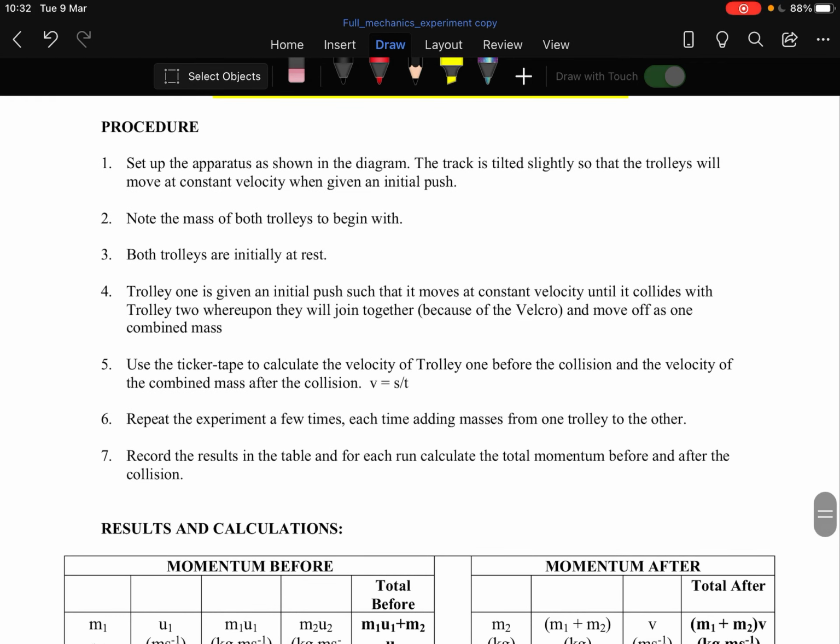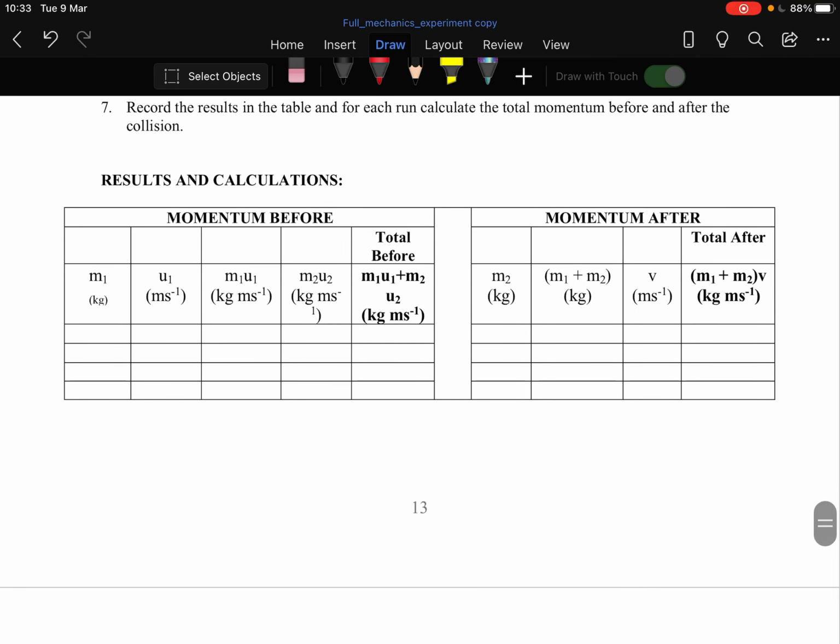Setup is shown. Track is tilted. Note the mass. They're both at rest. One is given a push until it collides with the second one, where they join together. Use the ticker tape to calculate the velocity of collision. Repeat, adding mass from one trolley to the other. So you just basically move the weights from the first one to the second one. Okay. Now your calculations. Then you do this 3 or 4 times.